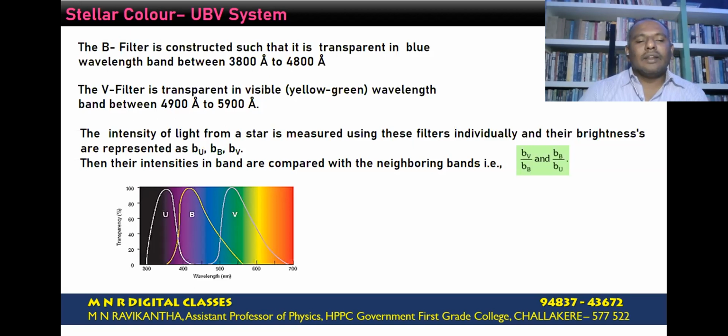The intensity of the light, that is energy density or energy flux from a star, is measured using the three filters individually, and their brightnesses are represented by BU, BB, and BV. Then their intensities in the band are compared with the neighboring bands. The intensity or the brightness of the star in one spectral range is compared with the neighboring spectral band, that is BU by BB and BB by BV.